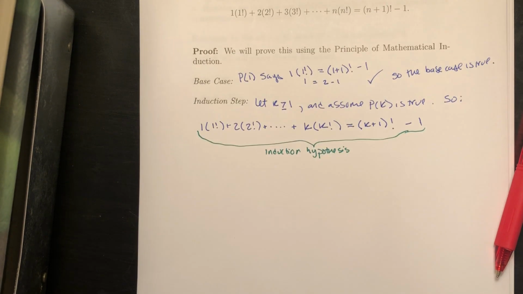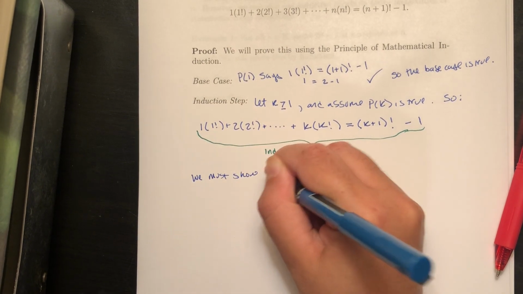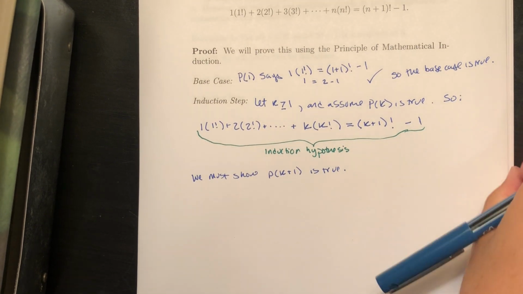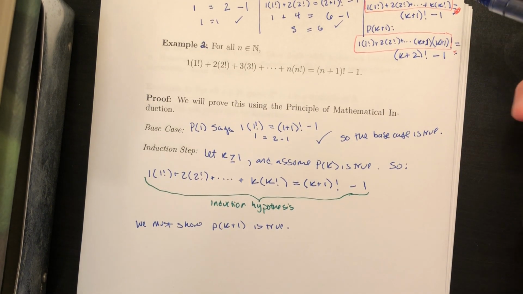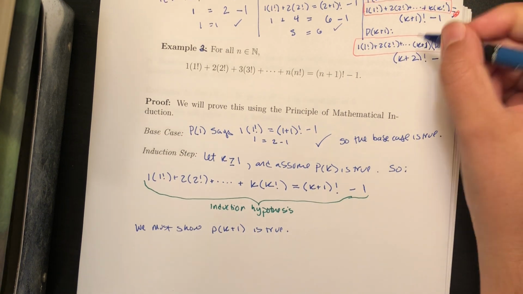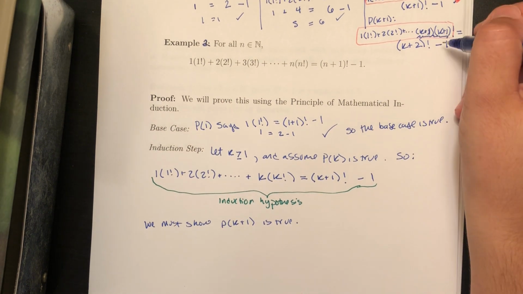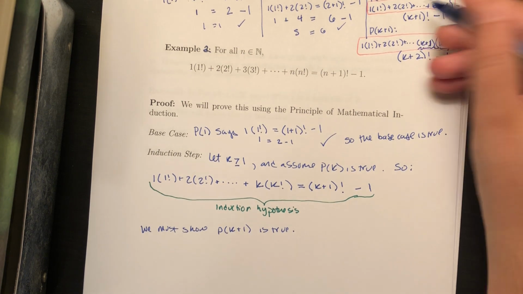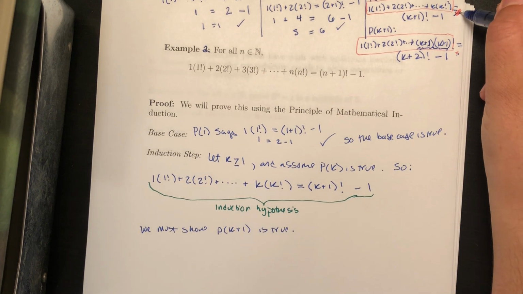Okay, now we must show that P of k plus 1 is true. All right, in other words, we're trying to show that this equation up here is correct. Now remember, the only difference between the left-hand side of P of k and the left-hand side of P of k plus 1 is you've got this one extra term tacked on to the end. So that's exactly what I'm going to do. Same idea as what I did in the last one. I'm just going to add this last extra term to both sides of this equation.